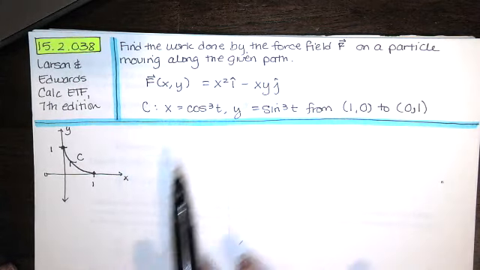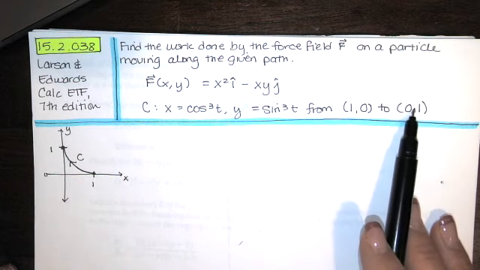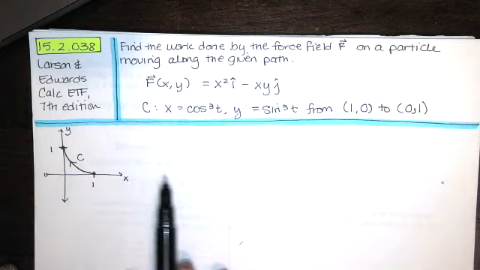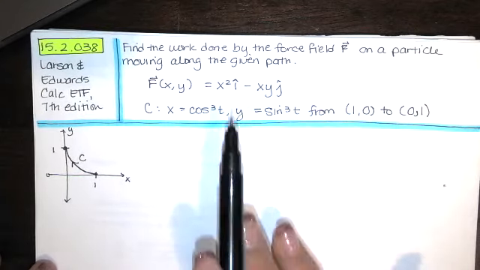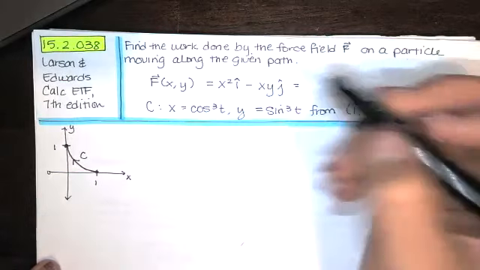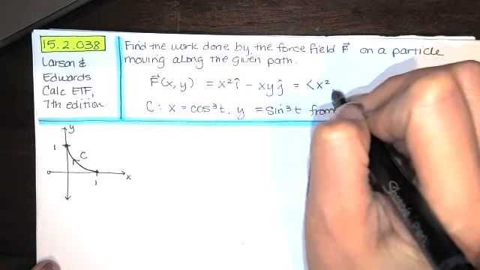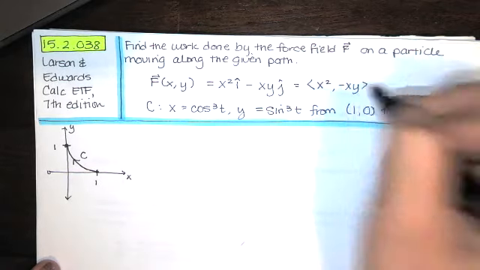This is really nice because the parameterization is already given to us. We know where we start, we know where we stop, we know that we're on this path, and we have this field right here. Now, I prefer to write this in component form. This is a field in the xy plane with components x squared and negative y squared.